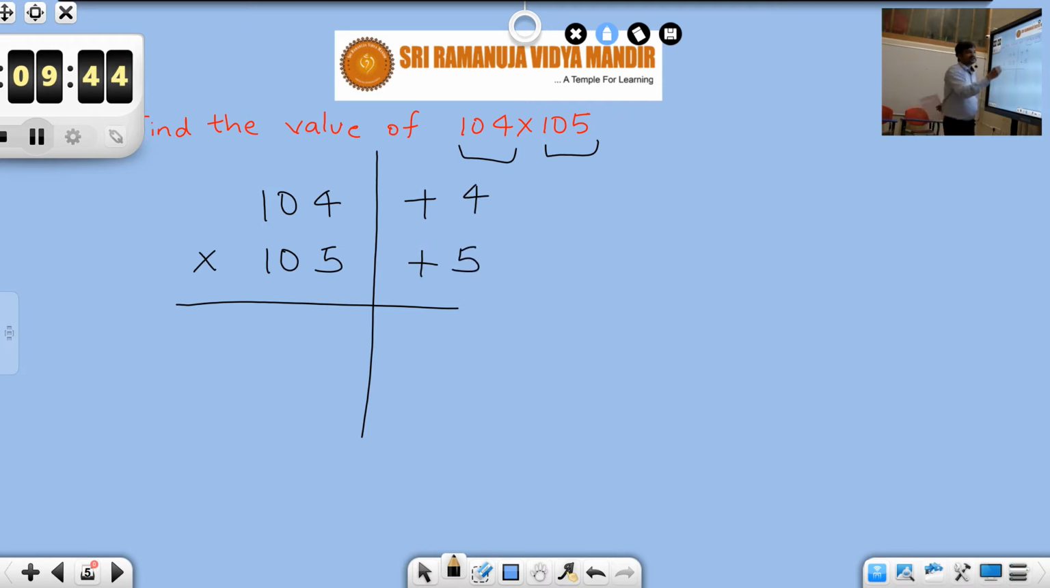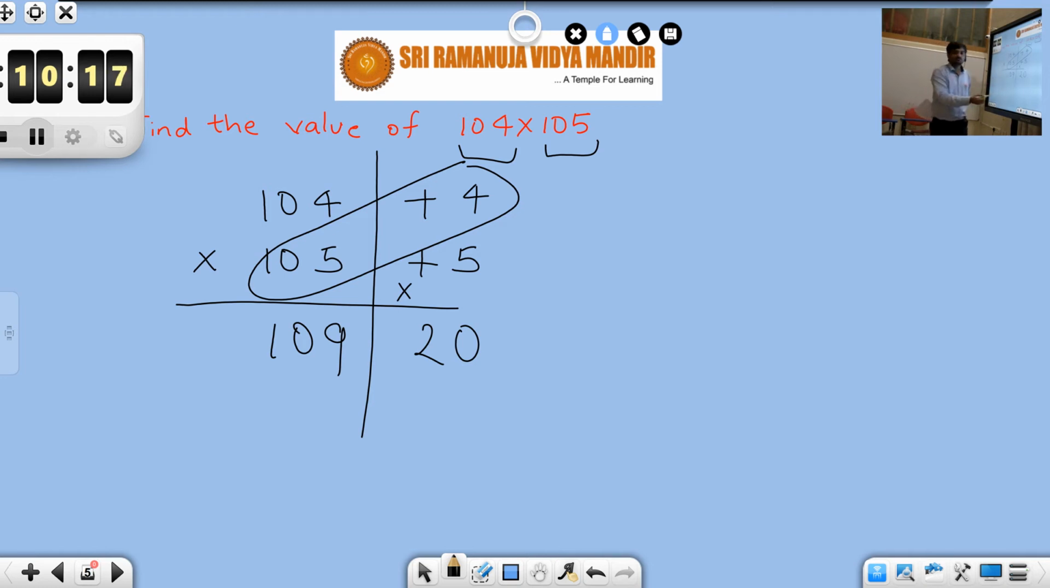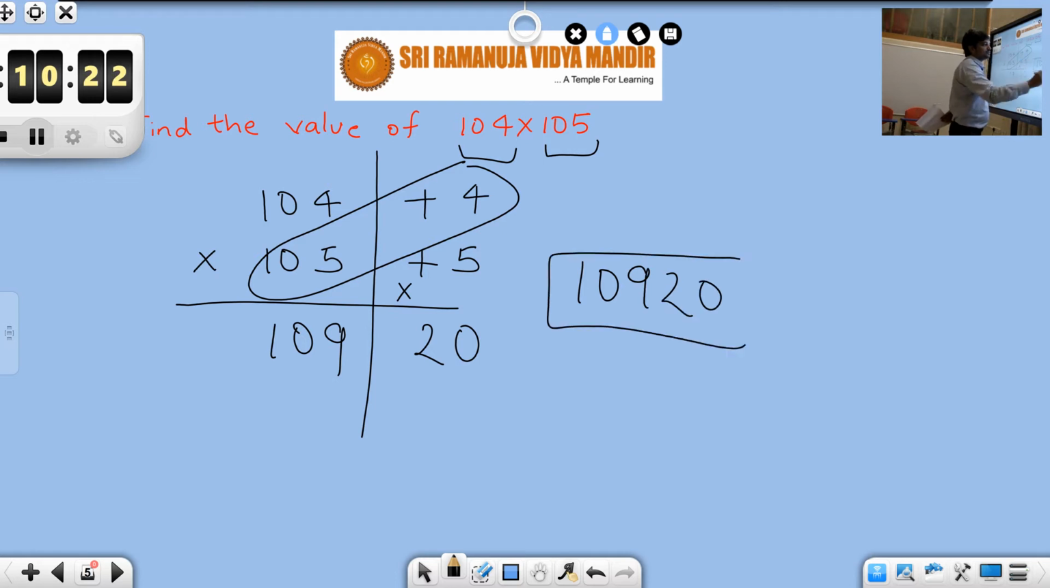Okay. In the product, the last 2 digits would be the number we get by multiplying these two, plus 4 into plus 5. What is that? 20. And to calculate the leading digits, we simply add the cross diagonal terms. Either you add 105 plus 4 or 104 plus 5. Either way, we end up with the same result, that is 109. So what is the answer, students? 10920. Okay.